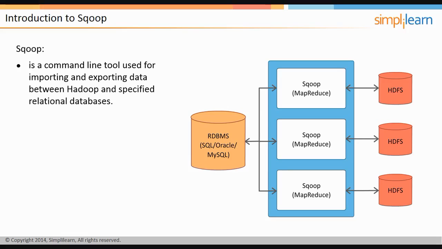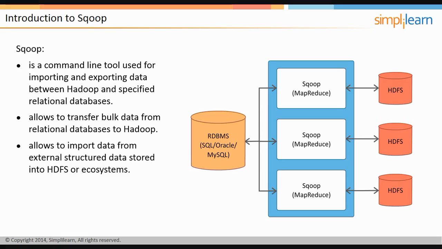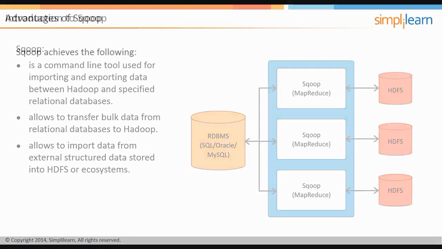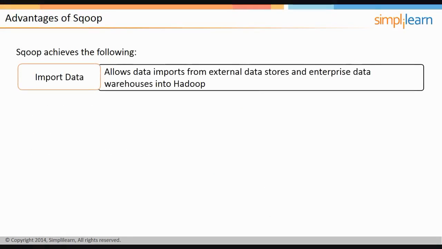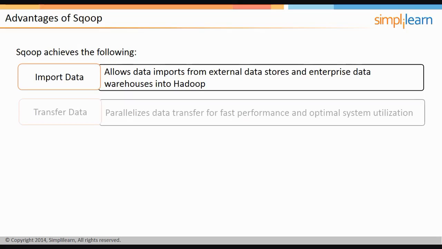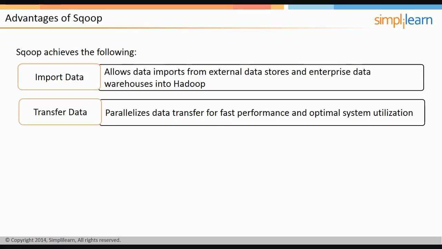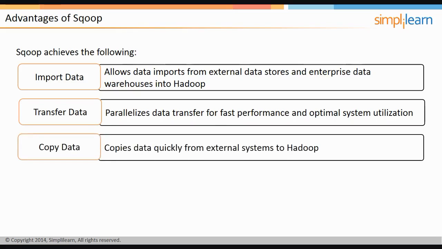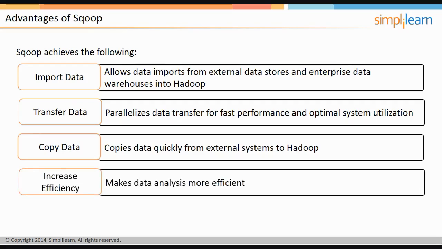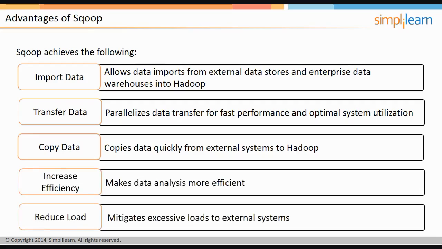The important features of Sqoop are: Sqoop allows transferring bulk data from relational databases to Hadoop. It allows importing data from external structured data stores into HDFS or ecosystems. In the next screen, we will look into the advantages of Sqoop. First, Sqoop allows data imports from external data stores and enterprise data warehouses into Hadoop. Sqoop parallelizes data transfer for fast performance and optimal system utilization. Sqoop can copy data quickly from external systems to Hadoop. It makes data analysis more efficient and mitigates excessive loads to external systems.